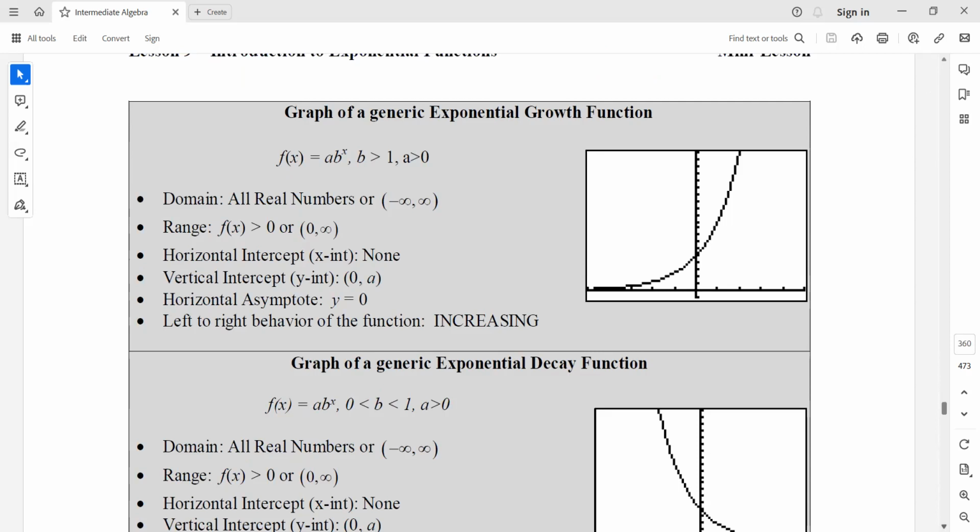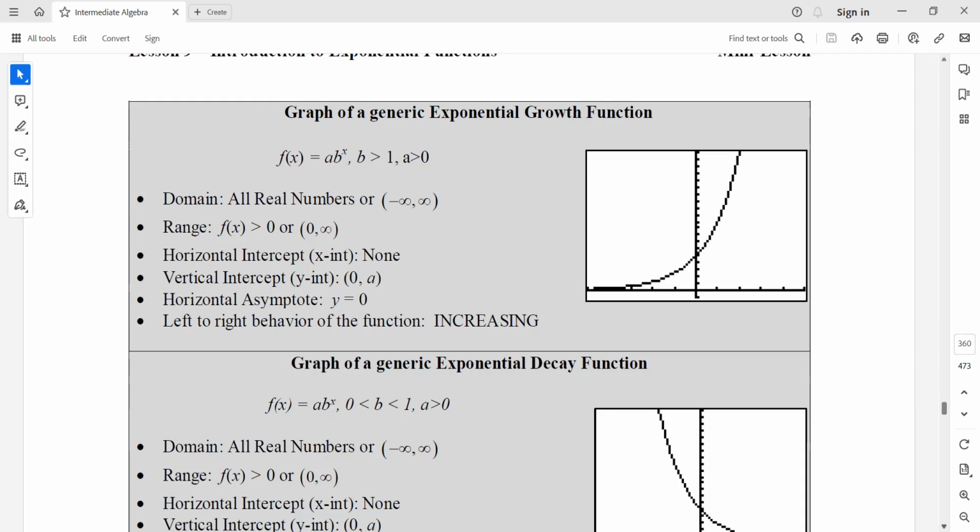Now, let's look at these situations. When the graph is an increasing graph, remember we talked about increasing or decreasing graphs previously, I think in lesson 1 or 4. You are reading it from left to right. So if the y values are increasing from left to right, you say that the function is increasing. Now, how do we know that an exponential function is increasing? B should be greater than 1. Okay, b should be greater than 1.